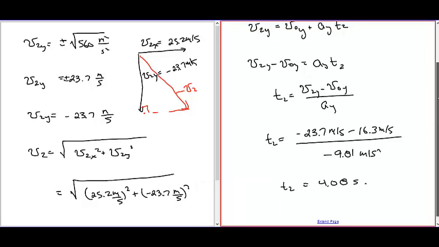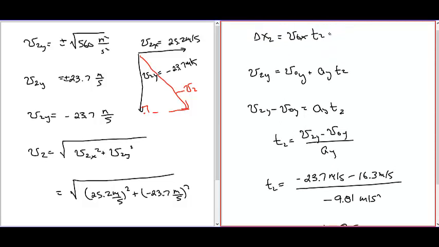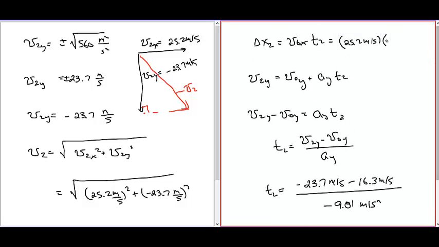And then I can use that time up here to calculate delta x. So I have v0x, which was 25.2 meters per second. I multiply by t2, which is 4.08 seconds. So delta x is 103 meters. Again, I'm rounding to 3 significant figures. So that's the horizontal range of the rock just before it strikes the ground.